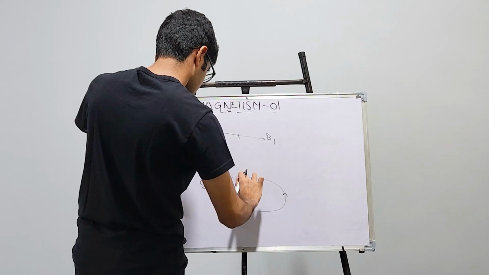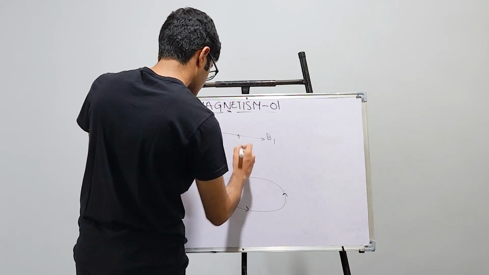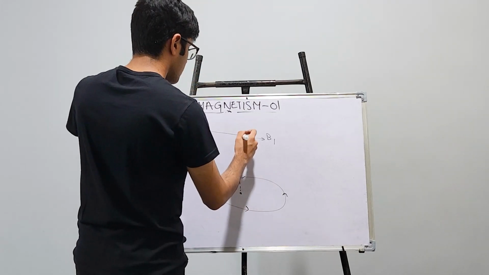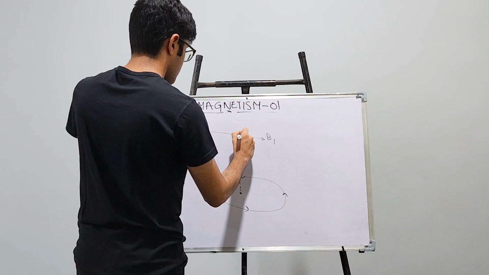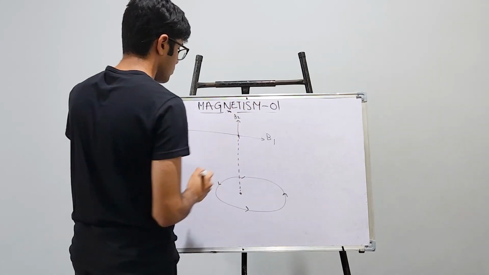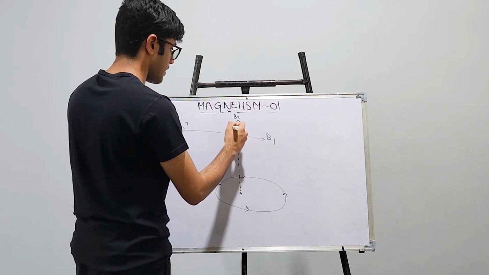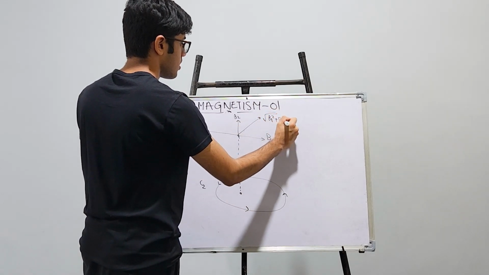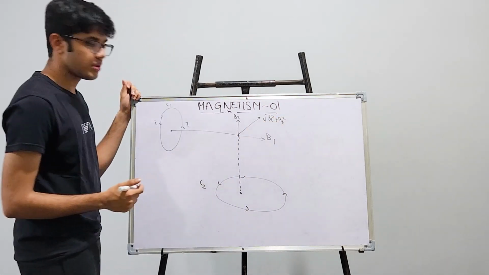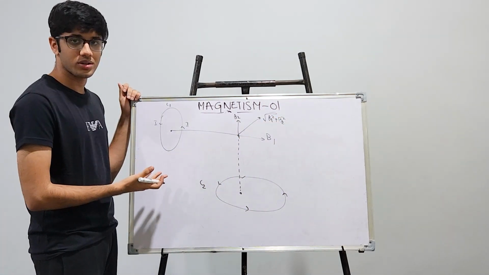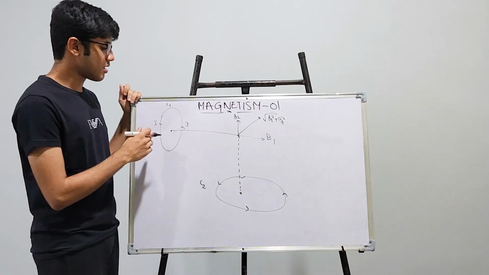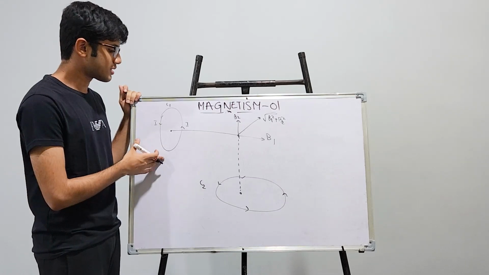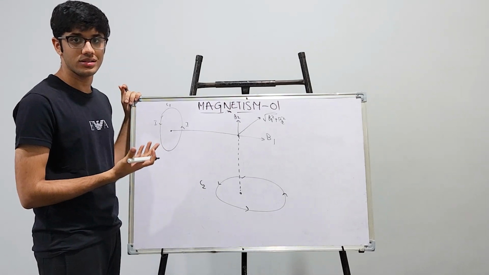This is a straight line. Let's suppose this is the center only. This would be B2. Again, the net magnetic field, the resultant, would be under root B1 square plus B2 square. So like this, we can be given a lot of similar situations where we are given a system of coils, maybe 3 coils, 2 coils, 4 coils. There are endless possibilities. I have discussed almost all the possibilities I could.